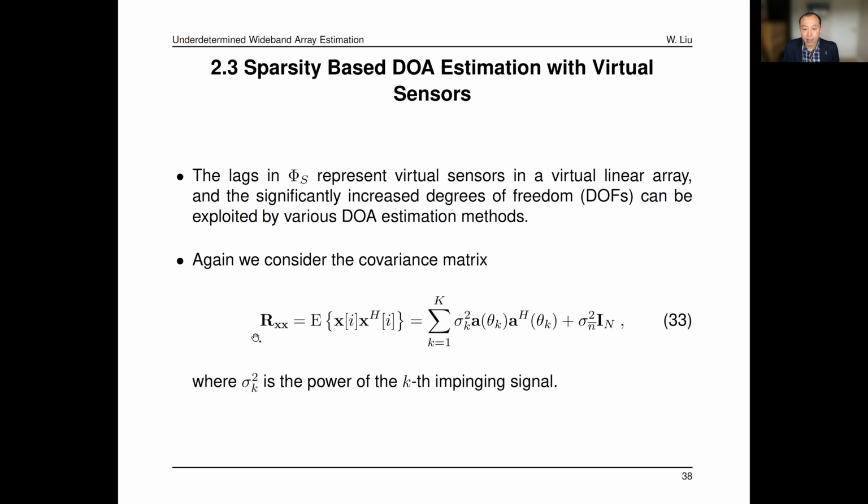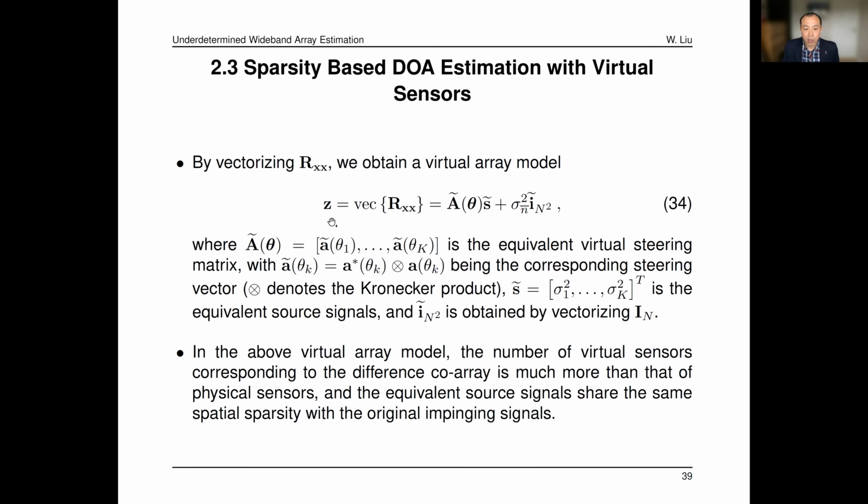The idea is to find the covariance matrix. In this case, we assume the signals are not correlated, so you have this result, which is a standard result for uncorrelated sources. The next step is to vectorize this R_xx. If you do the vectorization, you get a new model. Here A tilde of theta is a new steering matrix, and A tilde of theta 1, theta 2, and so on, are the corresponding virtual steering vectors, given by A conjugate of theta k Kronecker product A of theta k.